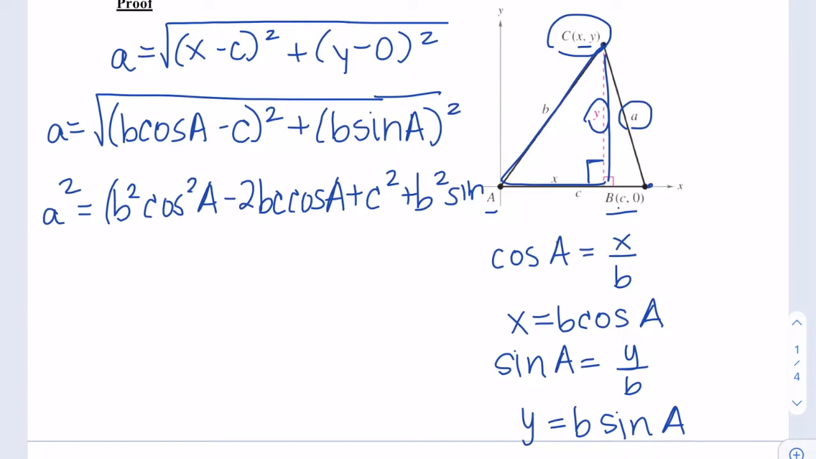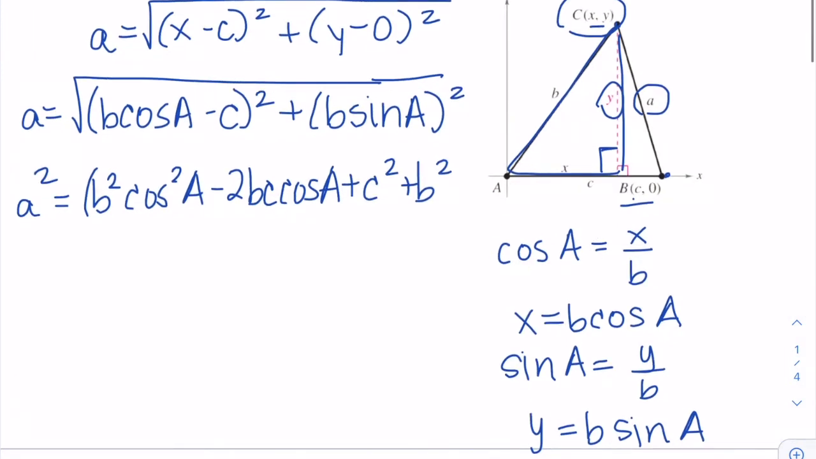If I could fit it in here, sorry. Get some room here. I have A already there, but I'll just write on top of it. Okay, so that's sine squared A.